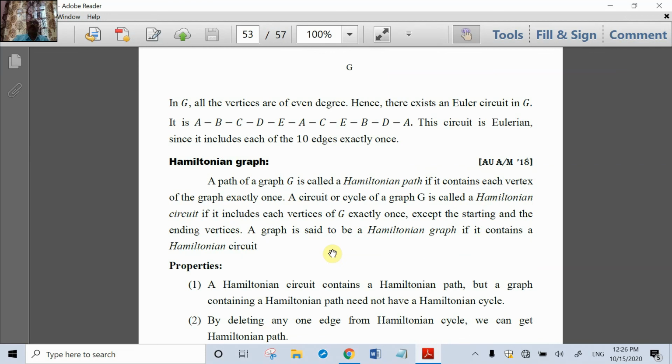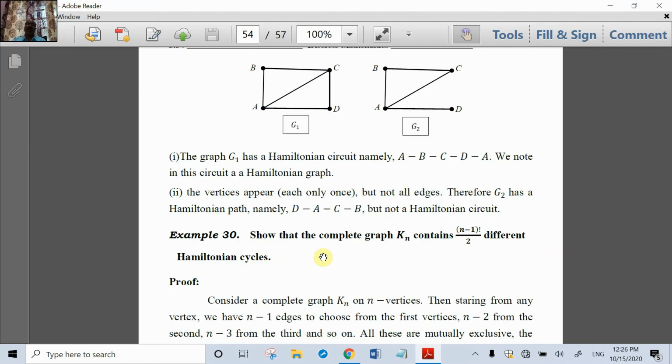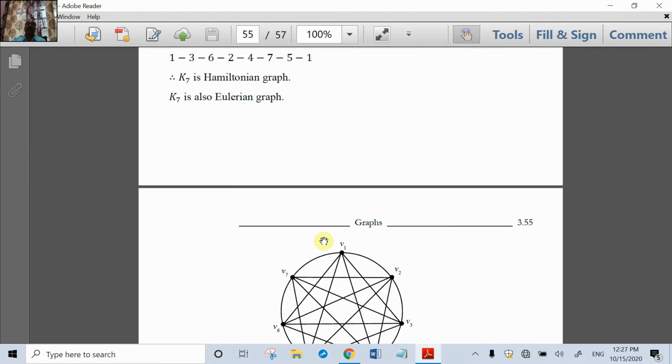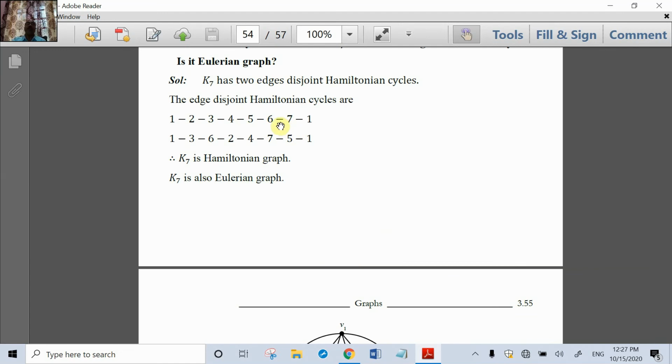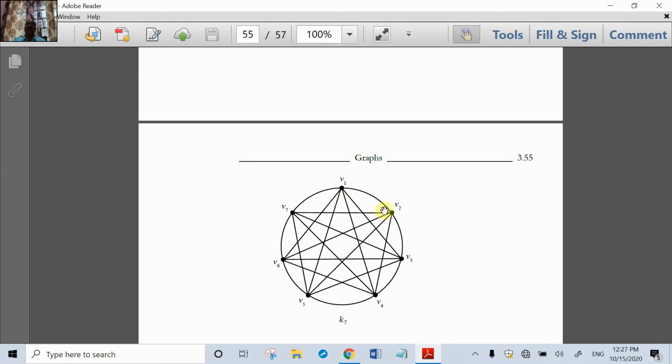Now the Hamiltonian graph. Instead of all edges, here all vertices must appear. Therefore, in the circuit, all the vertices appear once. Therefore, the edges do not matter here. Now here in case 7, there are two Hamiltonian cycles. One is 1, 2, 3, 4, 5, 6, 7, 1. All the vertices are covered.